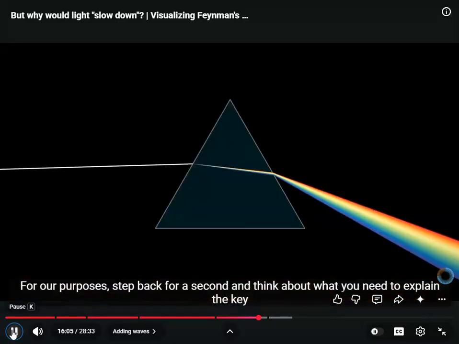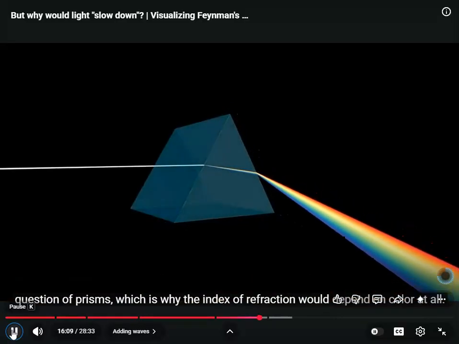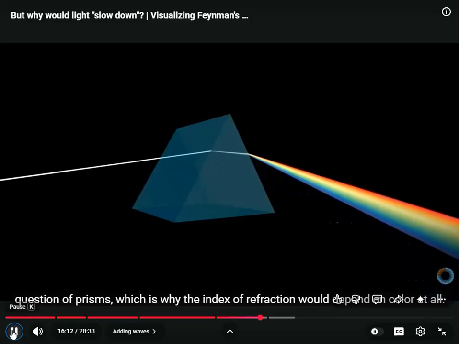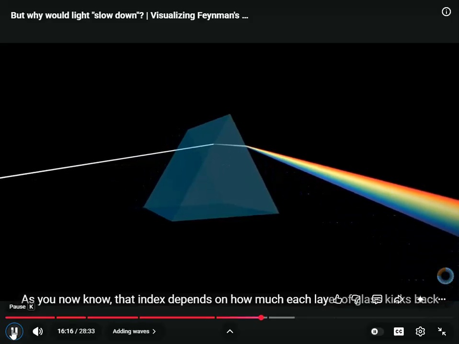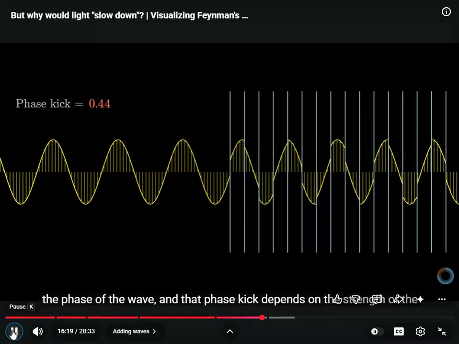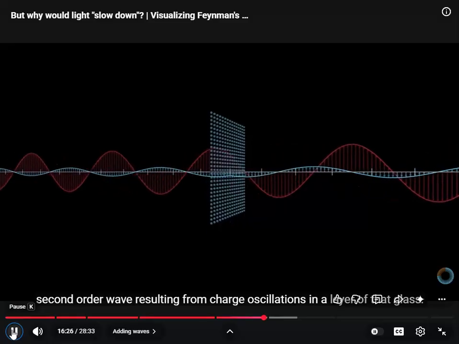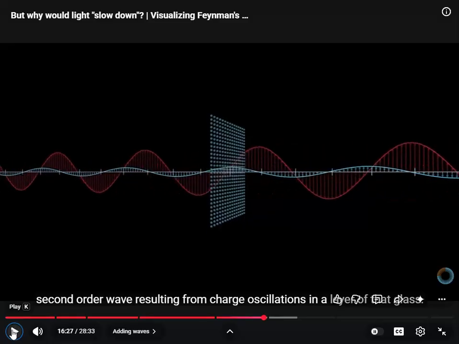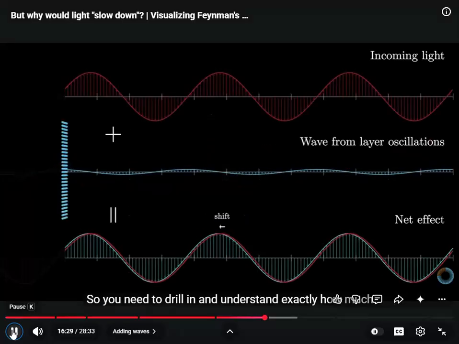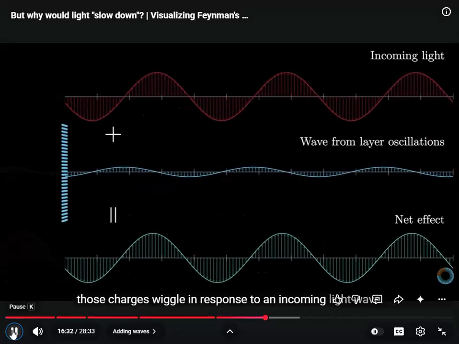For our purposes, step back for a second and think about what you need to explain the key question of prisms, which is why the index of refraction would depend on color at all. As you now know, that index depends on how much each layer of glass kicks back the phase of the wave, and that phase kick depends on the strength of the second-order wave resulting from charge oscillations in the layer of that glass. So presumably that second-order wave, that resulting wave that goes out because that layer reacted to the original disturbance, is going to depend on the color, right? So you need to drill in and understand exactly how much those charges wiggle in response to an incoming light wave.